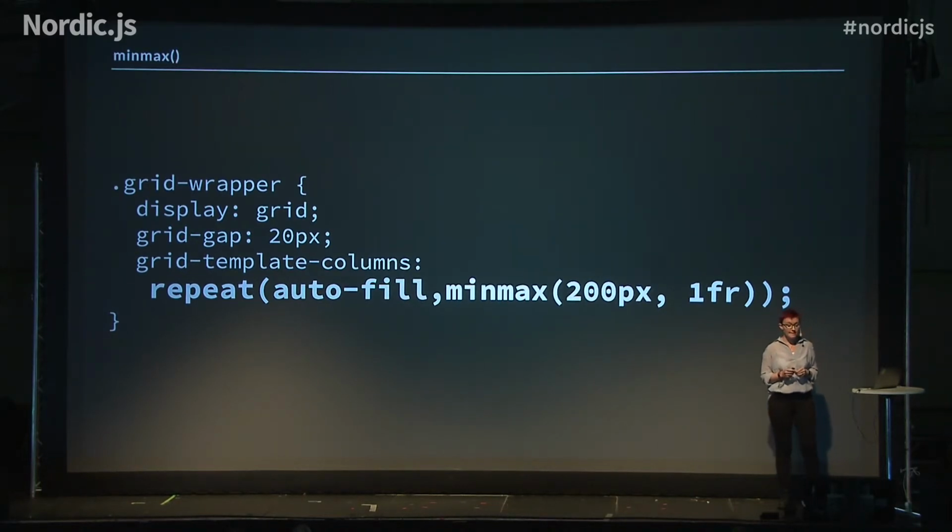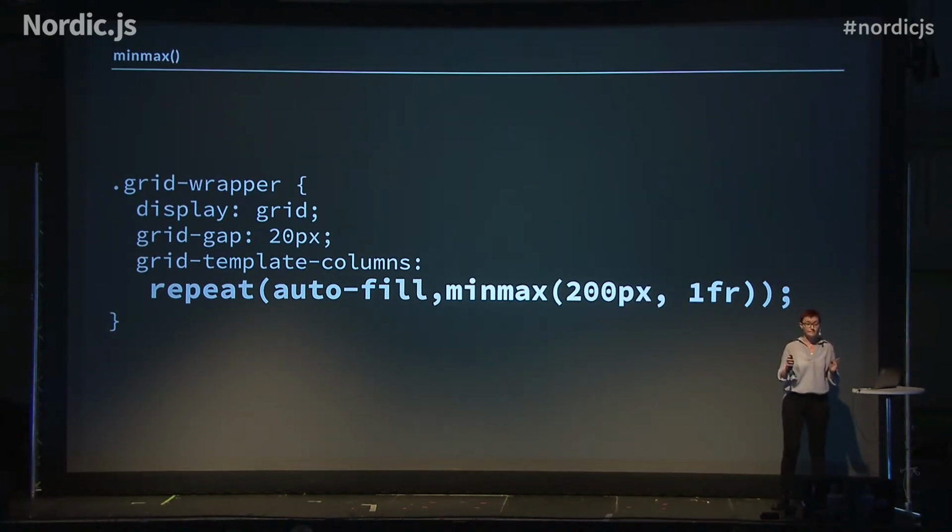And then we use minmax. And this is a really handy little function. I'll show you a few examples of it, because we're saying, I'd like my tracks to be a minimum of 200 pixels. Don't be smaller than 200 pixels, but as a maximum, be 1fr. So what's going to happen here is the browser is going to say, well, how many 200 pixel tracks can I fit into the container?